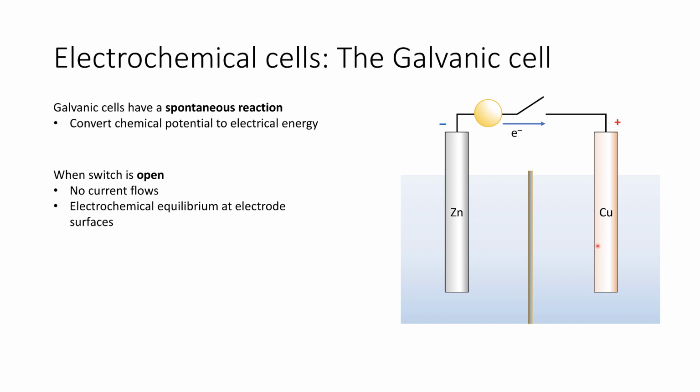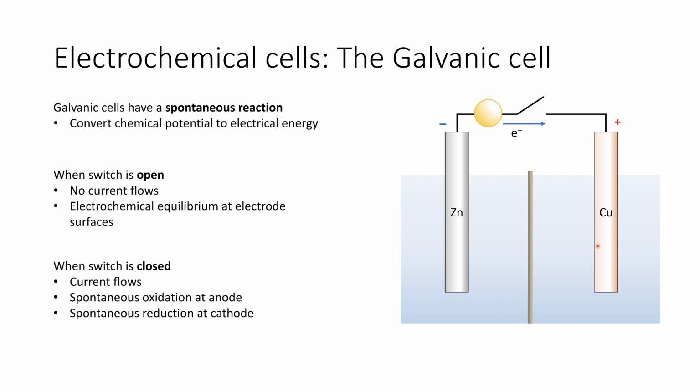However, each electrode is at a different potential. When we close the switch, current is allowed to flow. We get spontaneous oxidation happening at the anode, spontaneous reduction happening at the cathode. And this difference in potential allows the current to flow, lighting the bulb. This particular cell I've drawn is an example of a cell known as a Daniell cell. It is a standard cell for electrochemical equilibria. It's well recognized and well understood. So a galvanic cell relies on a spontaneous chemical process to convert to electrical energy.